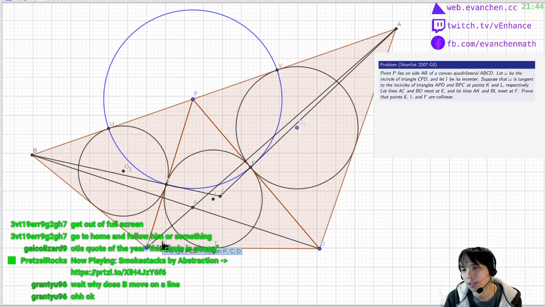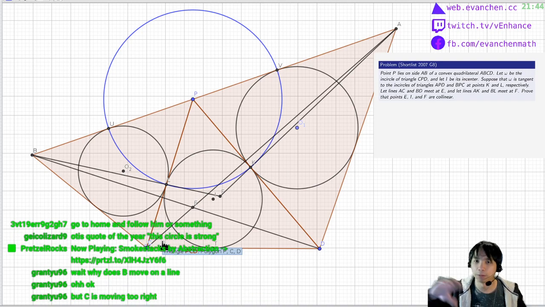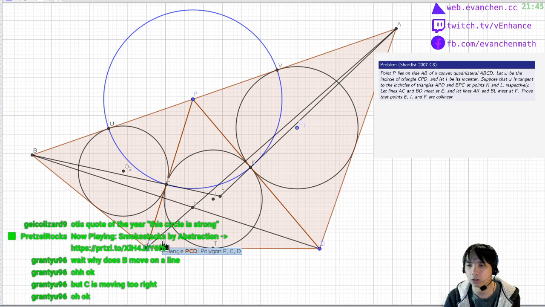Because I think the map from B to C to D, like, B, C, D, A are all projective. They all vary projectively. C is moving too. Sure. But the claim is that B to C should be projective. It sort of has to be. Well, do I have a reason why, though?